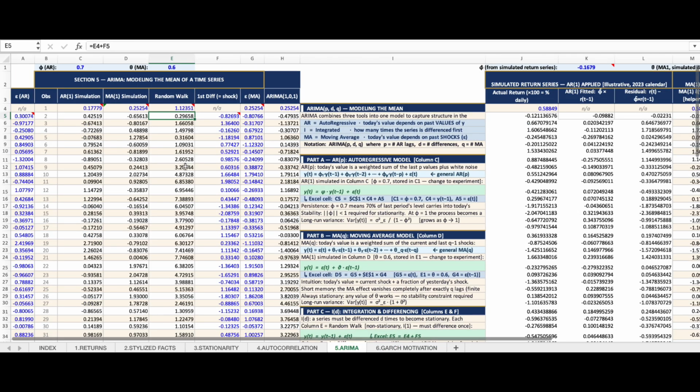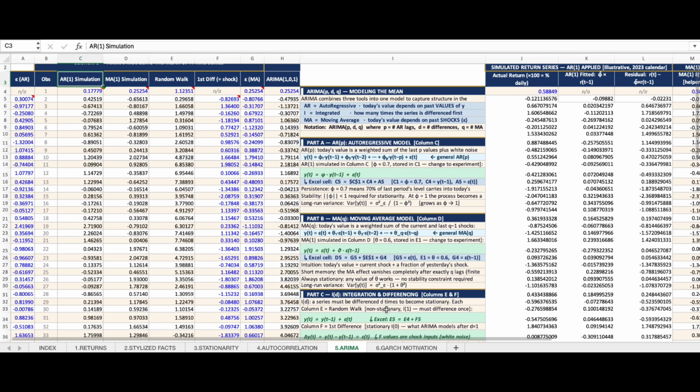Now let's come to the ARMA and ARIMA models. So what is ARIMA? It stands for Auto-Regressive Integrated Moving Average. It's the model for the conditional mean of a time series. So the notation is ARIMA(p,d,q), where p is the number of autoregressive lags, d is the number of times we difference the series, and q is the number of moving average terms. Now let's break ARIMA into three components so we can put them together later and understand this well.